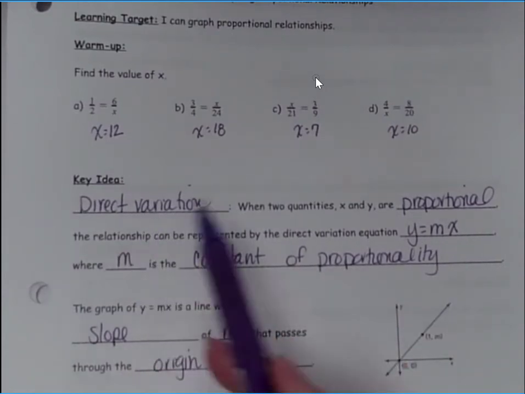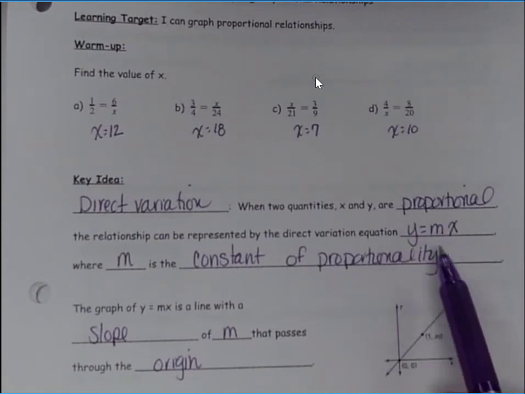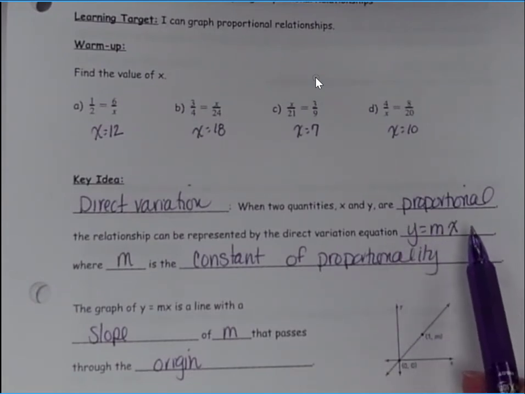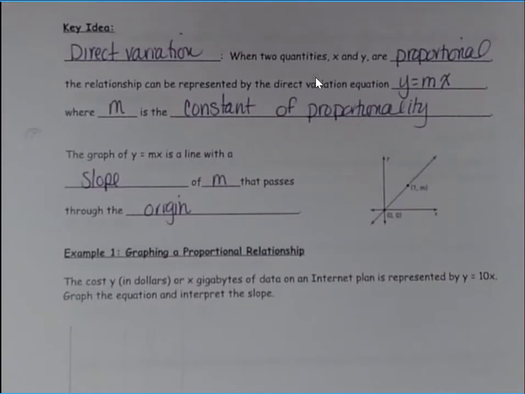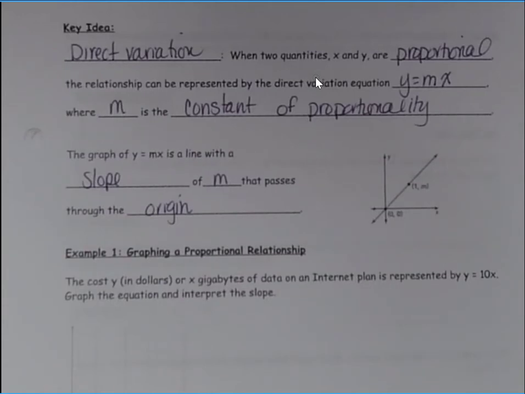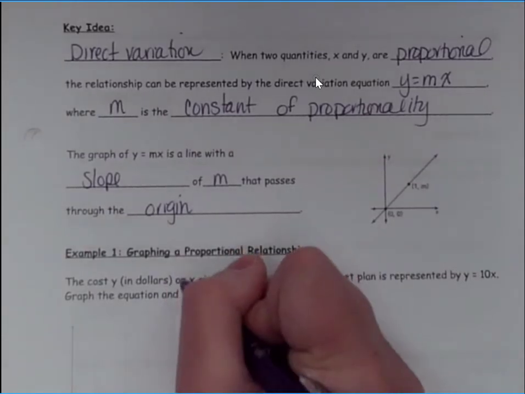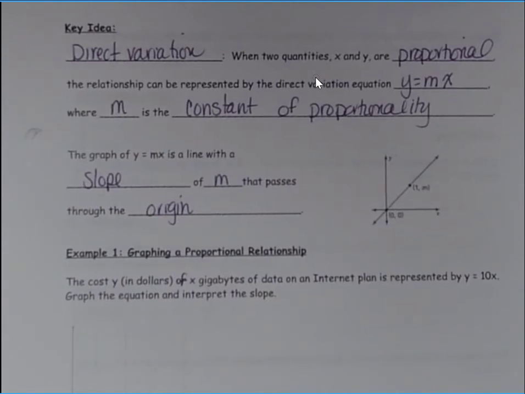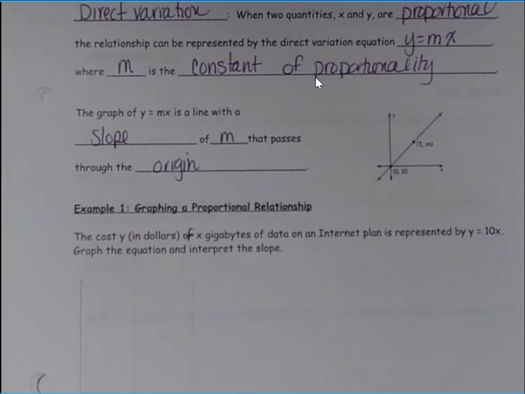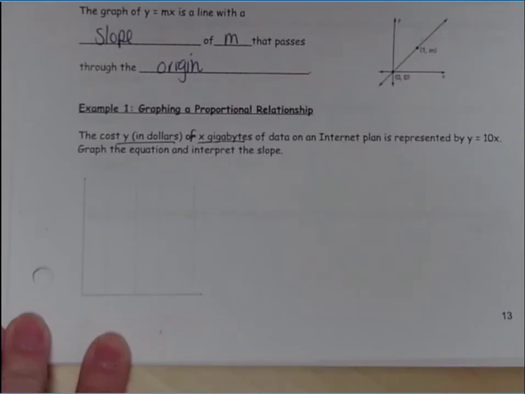Now, to have direct variation, that means they're proportional. You cannot have a plus or minus here. It's just in this form, y equals mx. So if we take a look at example 1, the cost y in dollars of x gigabytes of data on an internet plan is represented by y equals 10x. Graph the equation, interpret the slope.